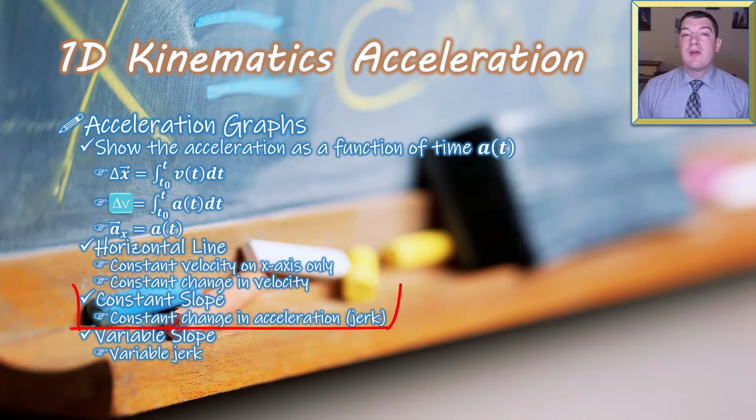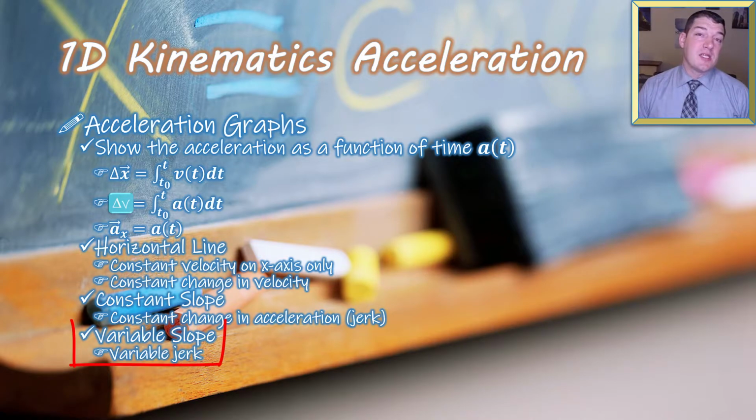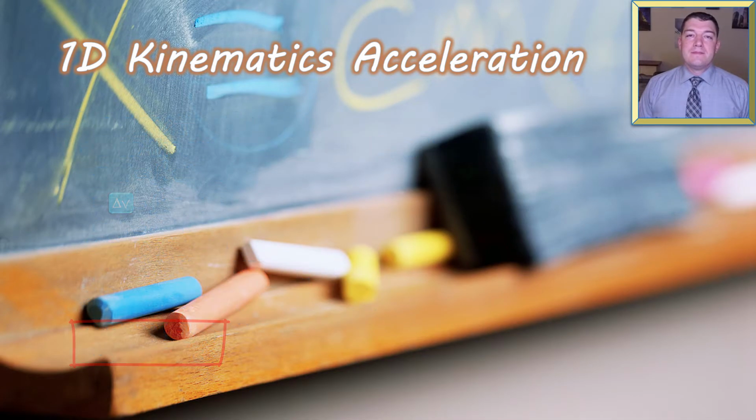When an acceleration graph is linear but not a horizontal line, then we know we have a constant change in acceleration. The vocabulary term we use to describe the change in acceleration with respect to time is the jerk of the motion. If we have a linear acceleration graph that's not horizontal, then we know that the jerk is constant. The acceleration is changing at a constant rate. If you see an acceleration graph that has some curviness to it, then we know that the jerk is not constant and that it's actually changing with respect to time.